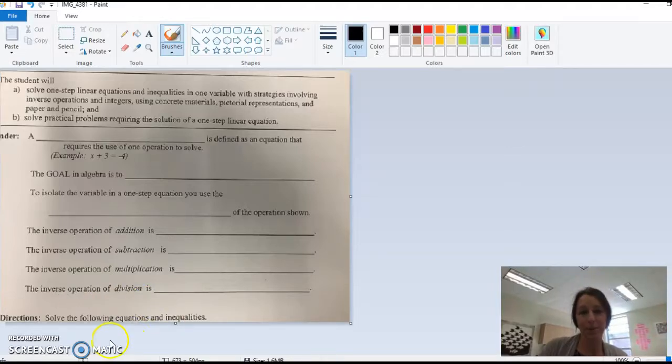I'm using a new program, so I'm down here at the bottom of the screen and you guys can actually see me.